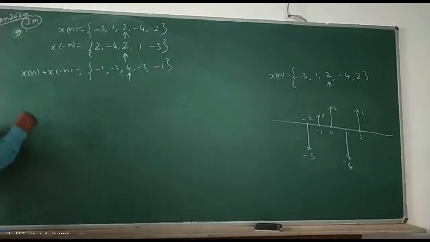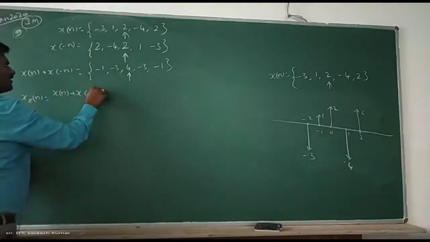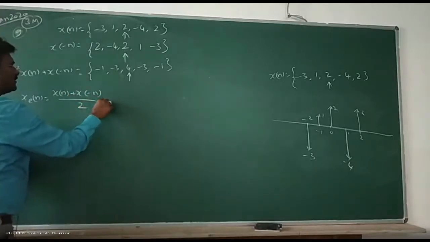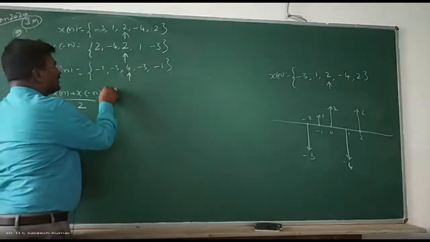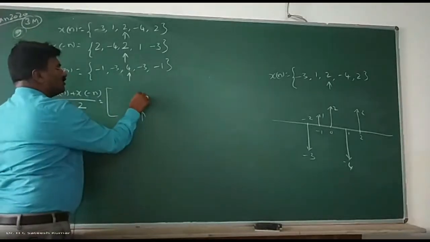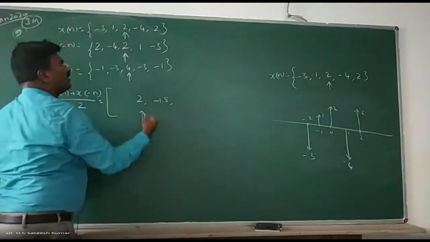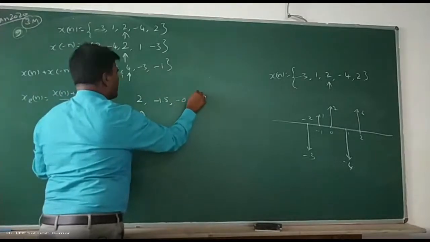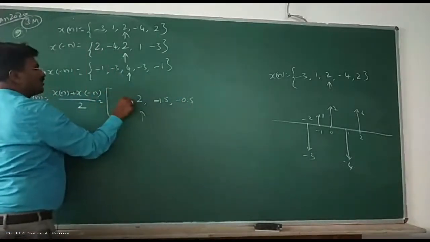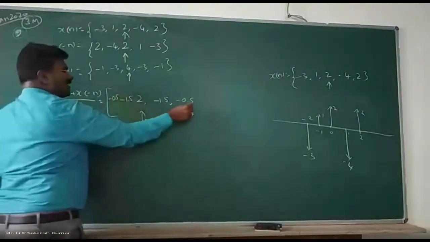xe of n is equal to x of n plus x of -n, divided by 2. So you divide by 2: 4 will become 2, -3 will become -1.5, and -1 will be -0.5. So we get -0.5, -1.5, 2, -1.5, -0.5. And verify the answer. That's it.